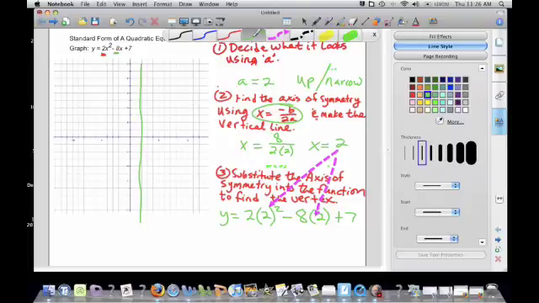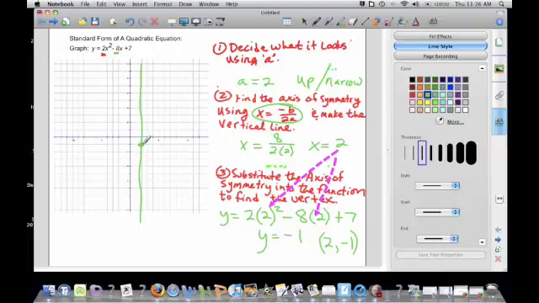Our result would be -1. So our vertex is at (2, -1). We can plot that, and it's going to be on our axis of symmetry.